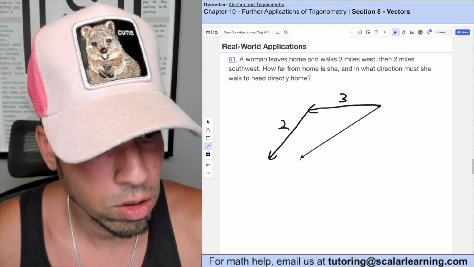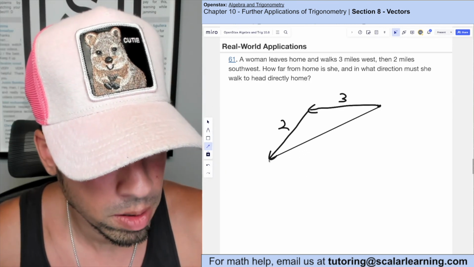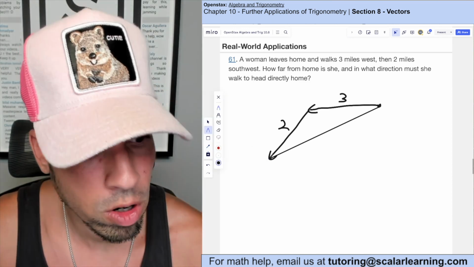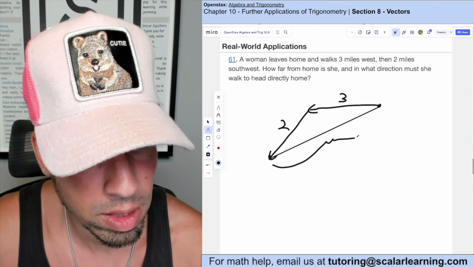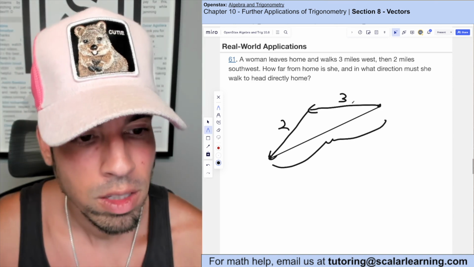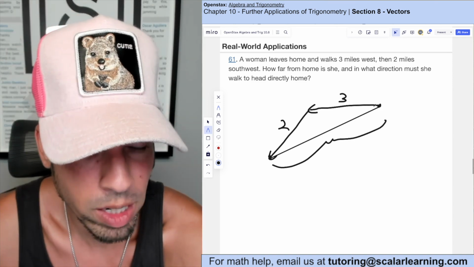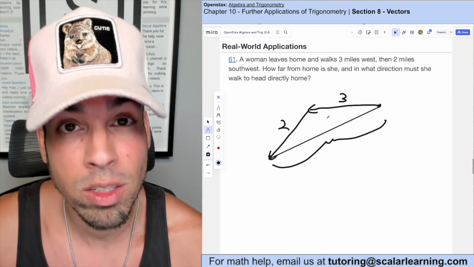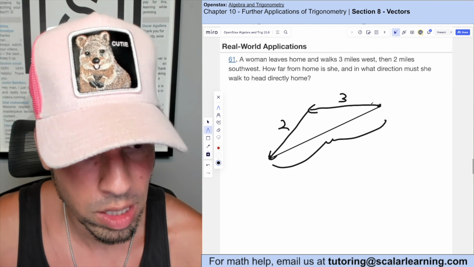To figure this out, let's look at the full vector from the beginning, head to tail. Now to figure out how far she is, we need to calculate the length of this. This might look familiar. This is a triangle, but it's not a right triangle. It's a triangle with sides 3 and 2, and we need to figure out this long length. And we can do that. We just need some angles in the mix.